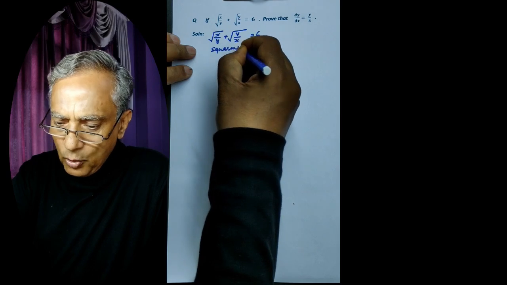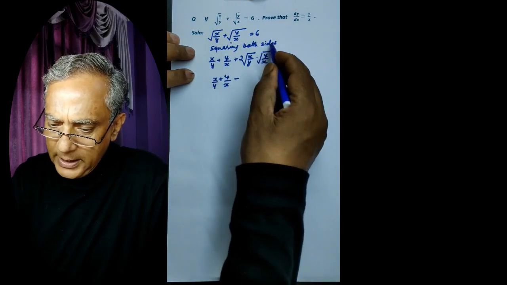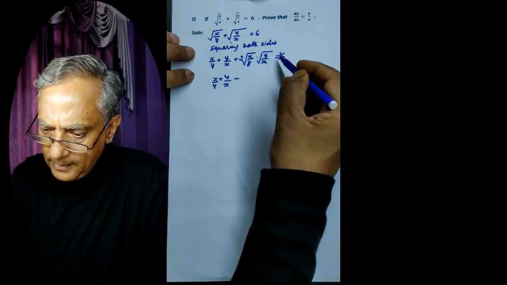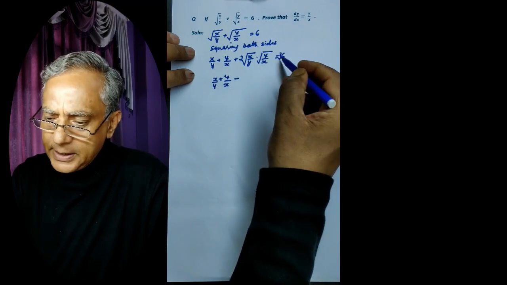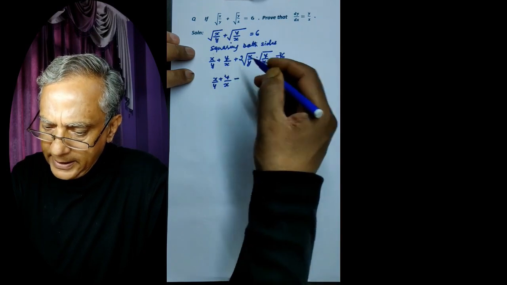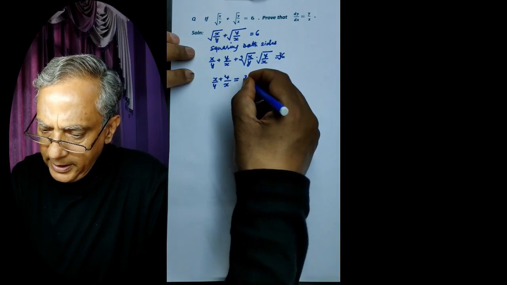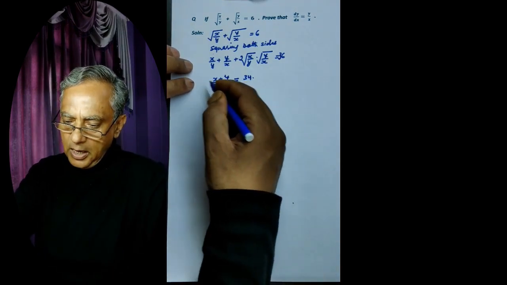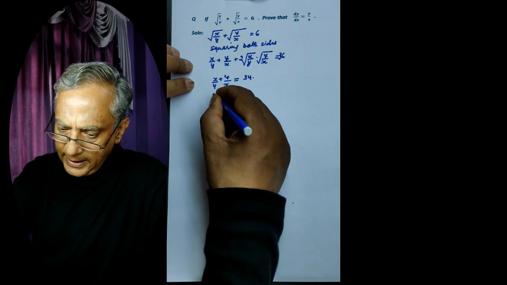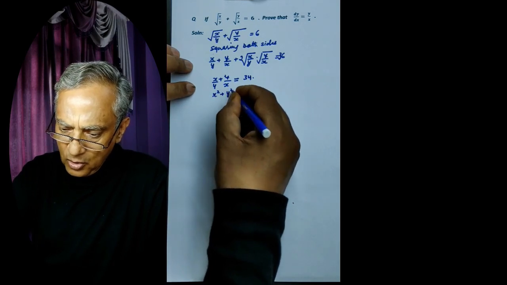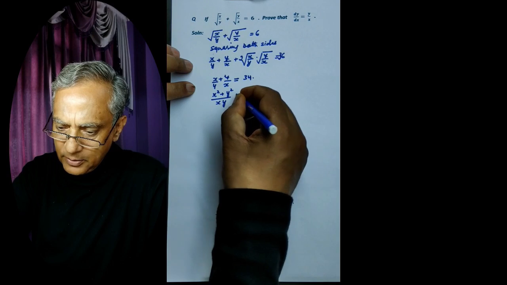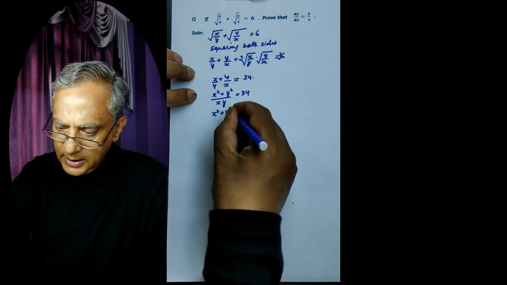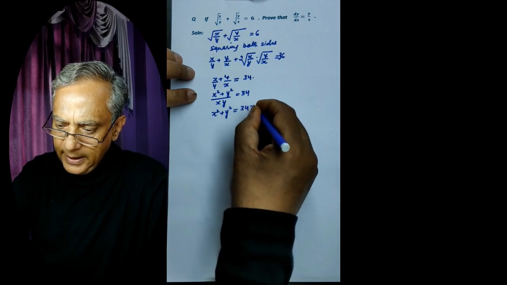Squaring both sides, what we get is x square plus y square plus 2ab is equal to square of 6 is 36. So what we get is this is equal to 34. Now take the LCM, we get x square plus y square whole divided by xy is equal to 34. That is x square plus y square is equal to 34 xy.